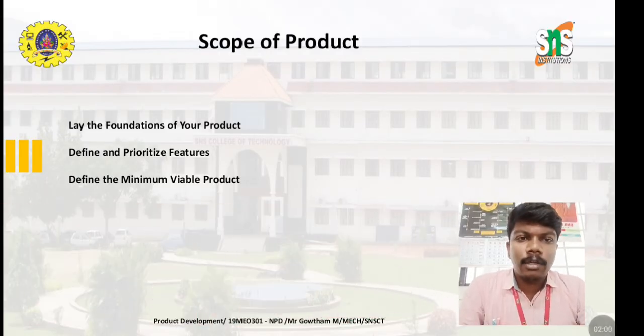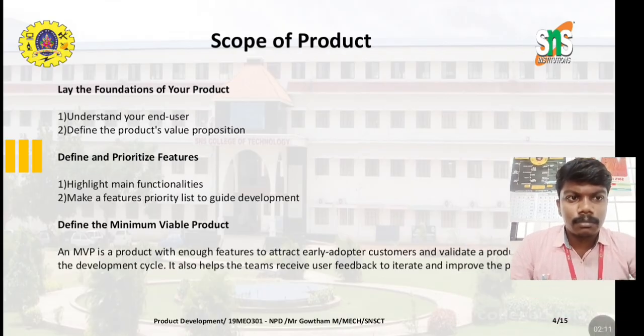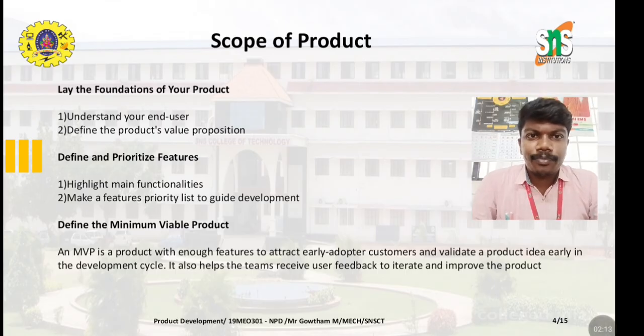Next one is lay the foundation of your product, then followed by defining prioritized features, then define the minimum viable product, which is the scope of the product. Lay the foundation of your product comes under understanding your end user, what they need and what they are expecting from us, then followed by defining the product's value proposition, then define and prioritize, highlight main functionalities, and make sure of the priority to guide development.